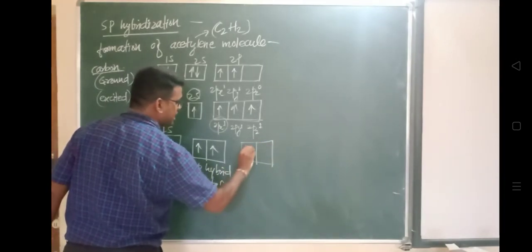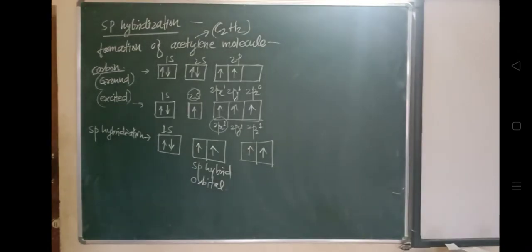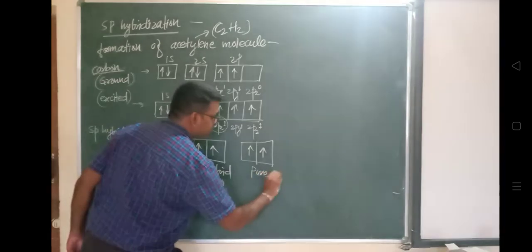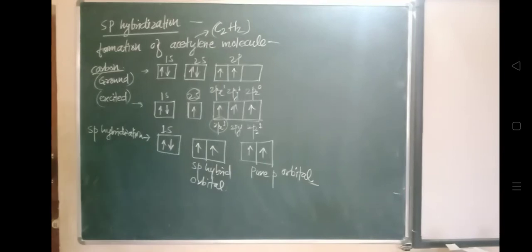Okay, so we will have to show the overlapping. Out of these two sp hybrid orbitals of the carbon atom, one actually overlaps with the s orbital of the hydrogen atom.